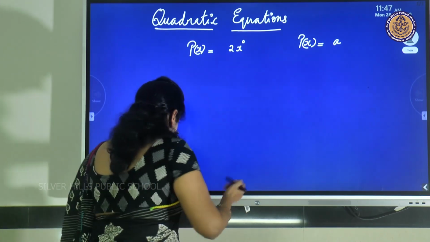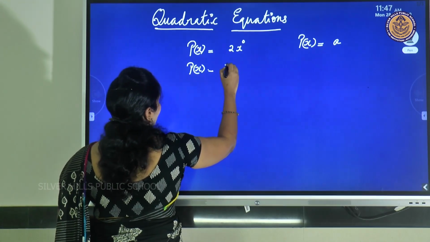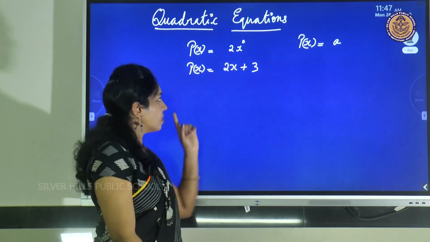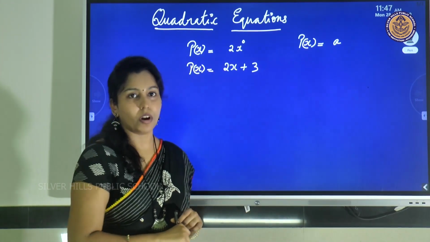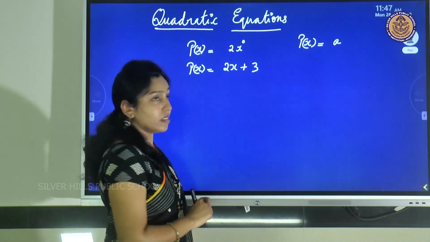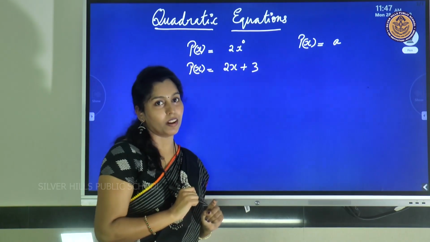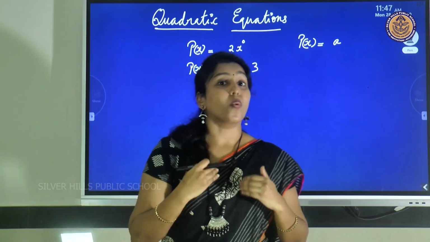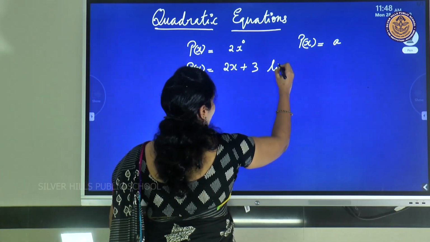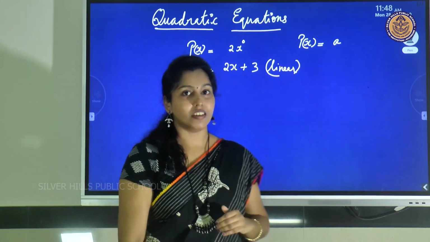Okay? Now, let us take another example. Say p of x is equal to 2x plus 3. Now, tell me children, what is the degree of this polynomial? Here the variable involved is x, and what is the power of x here? It is 1. So, I can say this is a polynomial of degree 1. And what do we call such polynomials? We call them linear. So, what are linear polynomials? Polynomials whose degree is 1.